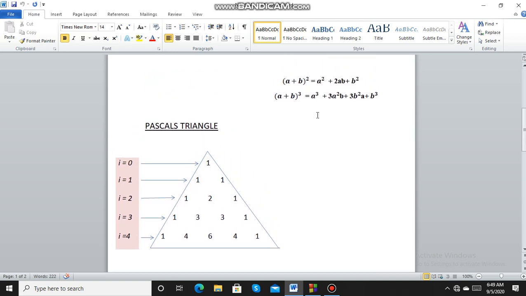Now we all know that the expansion of (a plus b) the whole square is a square plus 2ab plus b square. That is, the coefficient of a square is 1, ab is 2 and b square is 1.